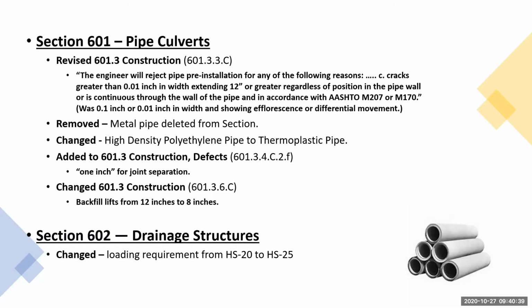So with regard to pipe culverts, the first thing to talk about is the crack width. It changed from 0.1 inches to 0.01 inches. That's noted as a defect. We removed metal pipes from the section. It's just not something that gets used a lot by the department anymore, just due to some of the history that we've had here. We changed the name of the high density polyethylene pipe to thermoplastic pipe. And that's just because there's more than just HDPE. There are other types of high density or thermoplastic pipe that are used, including polypropylene.